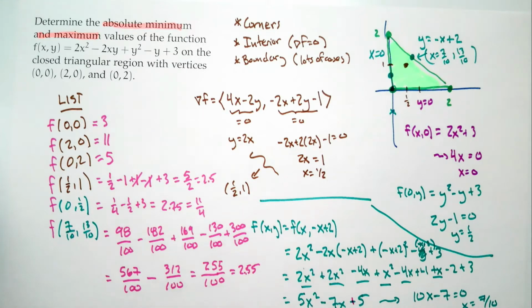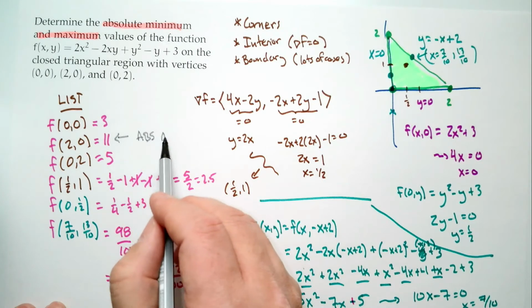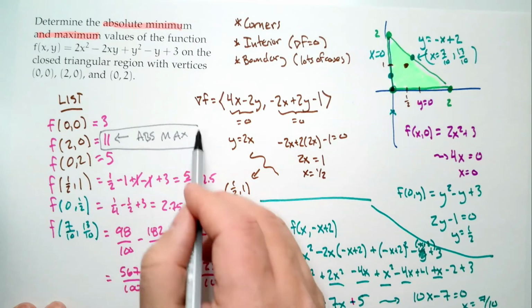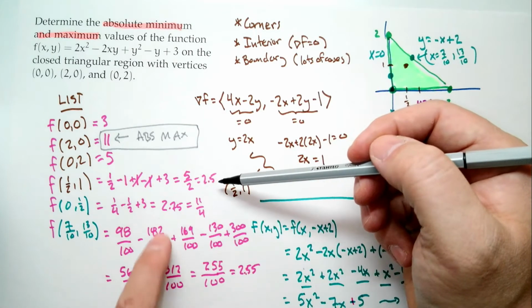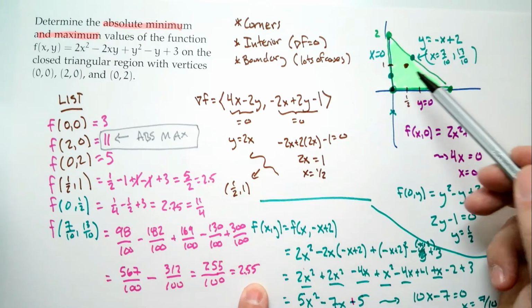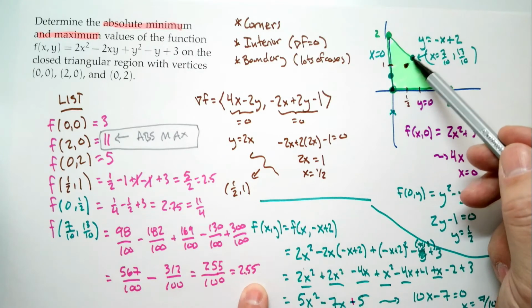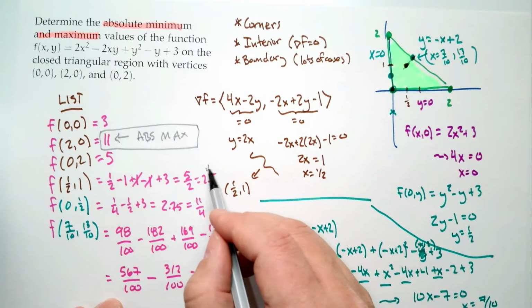So now we scan our list. What are we looking for? We're looking for the largest and smallest numbers. What's the largest number on our list? 11. So 11 is the absolute max. Now, which one's the smallest number? 2.5 looks pretty good because it beats 2.75 and it definitely beats 2.55, even though they're pretty close, which is not surprising because these points are close together, so it's not surprising that the values are close together. But 2.5 is the smaller one. So this is the absolute min.